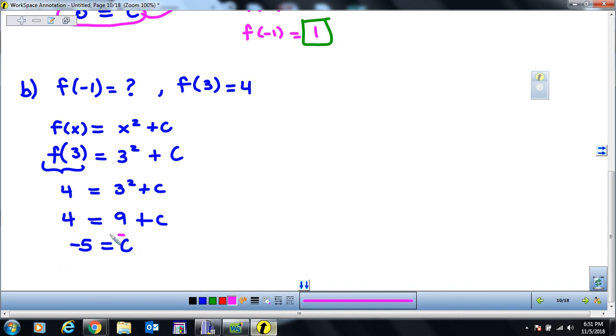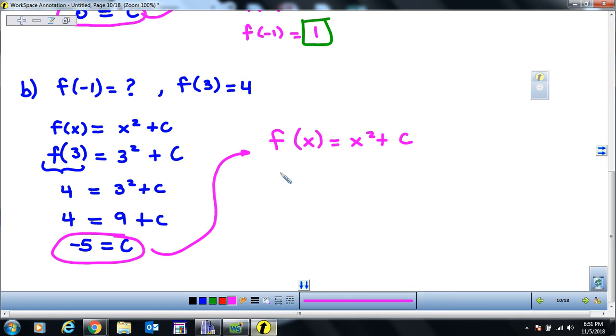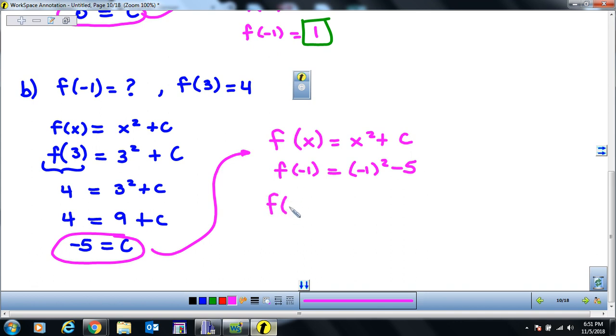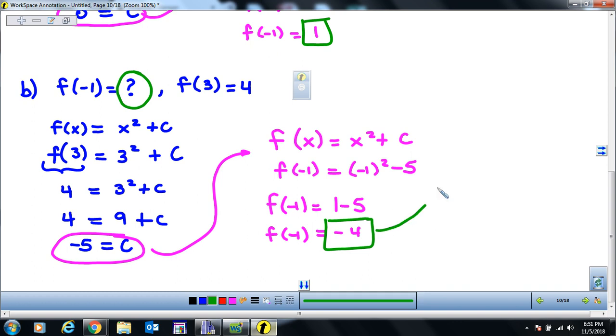So what you're trying to find is f of negative 1, right? So f of x equals x squared plus c. So f of negative 1 equals negative 1 squared, and I was going to put a plus, but since c is a negative number, let's put it as a minus 5 already. So f of negative 1 is going to be 1 minus 5, which is negative 4. Right? And that's what the answer is for this part. Okay.